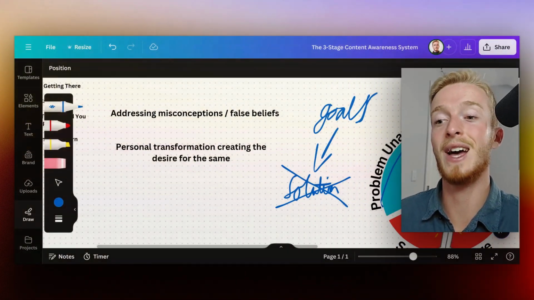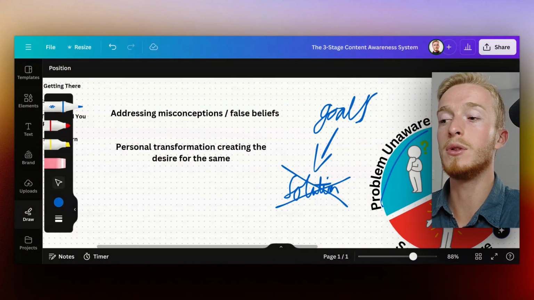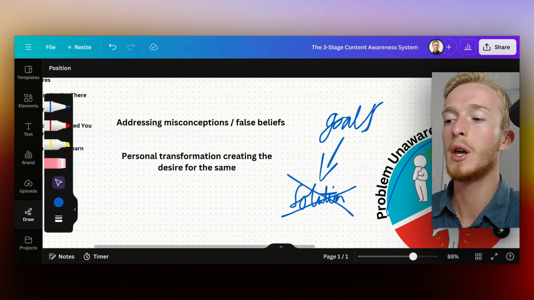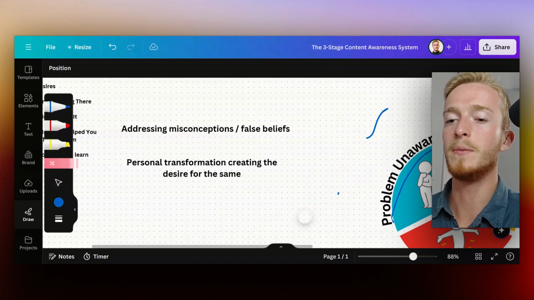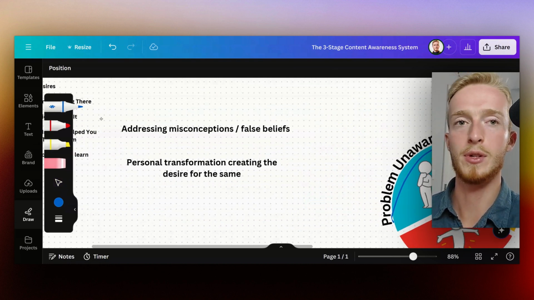But if you can make them problem aware over here, then all of a sudden it becomes a lot easier to do so because there's almost a demand and need on their end. But when they don't have a problem, there's no real demand or need, which means that it's going to be very difficult for you to then propose that solution. So what I find is better to do is a few things with your content.